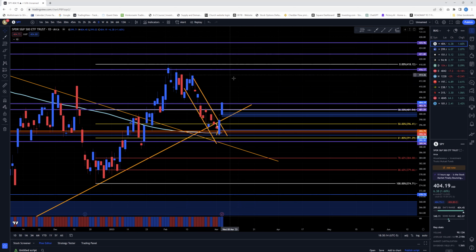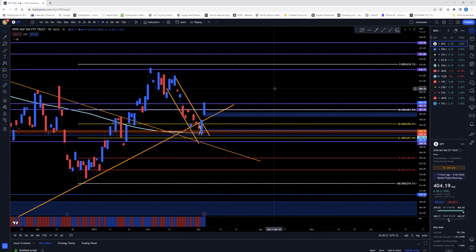I do actually have a position for March 17th for a put. So I did swing trade that. So I am in there, and I'm expecting it to go down. But again, I understand that it's going to pull up here, or may pull up here before it ever pulls back down.